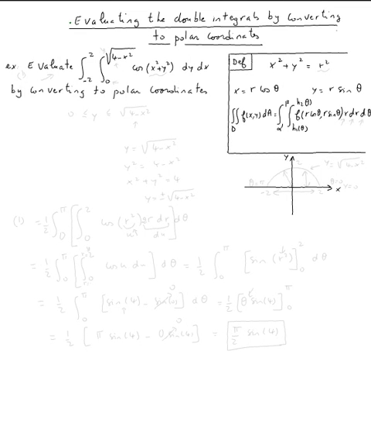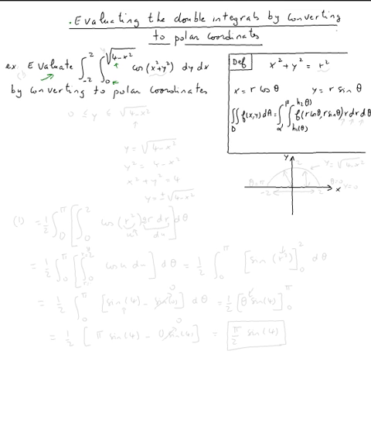The topic is evaluating double integrals by converting to polar coordinates. So let's do this example. Evaluate the double integral where x is from -2 to 2, and y is from 0 to the square root of 4 minus x squared, of cosine of x squared plus y squared dy dx, by converting to polar coordinates.